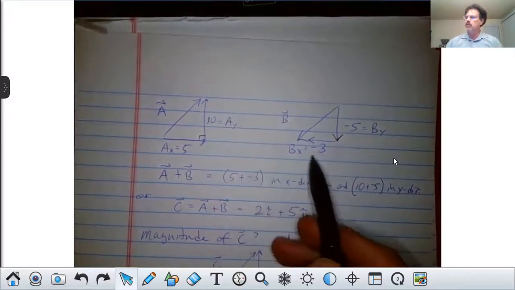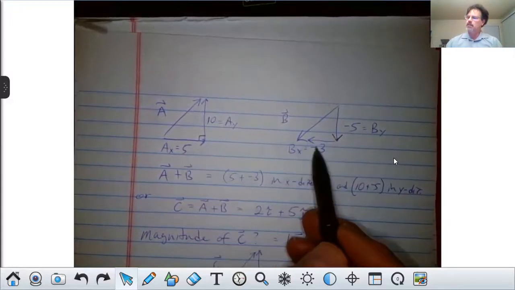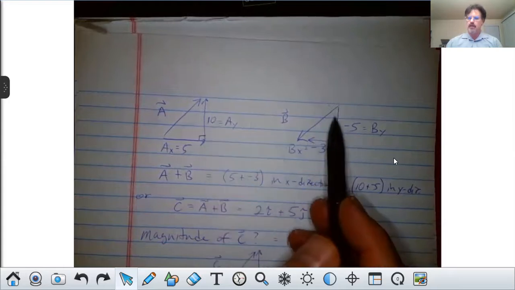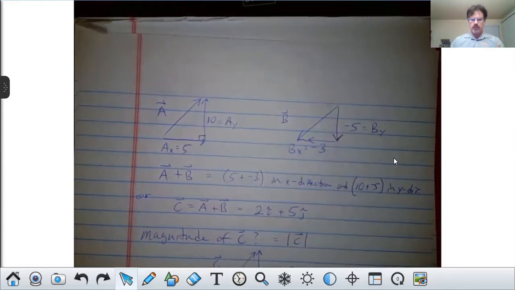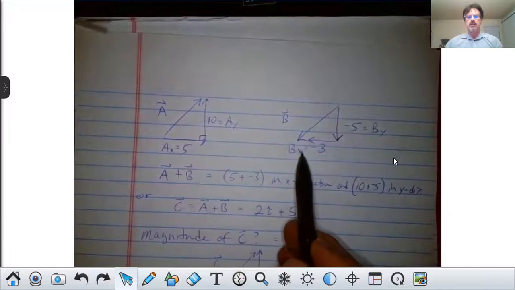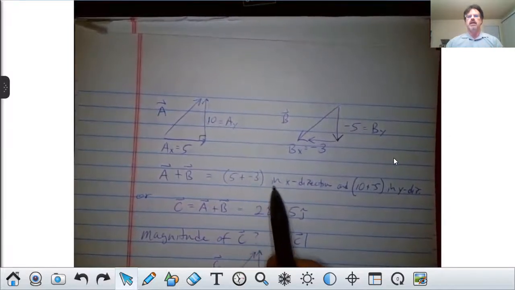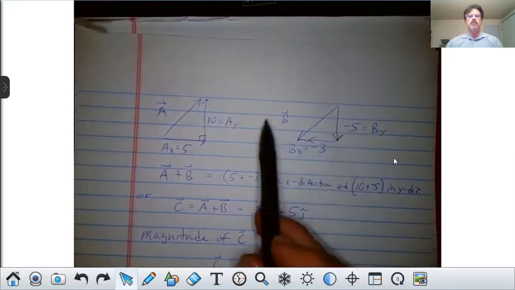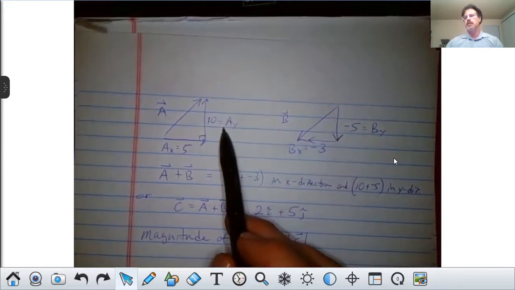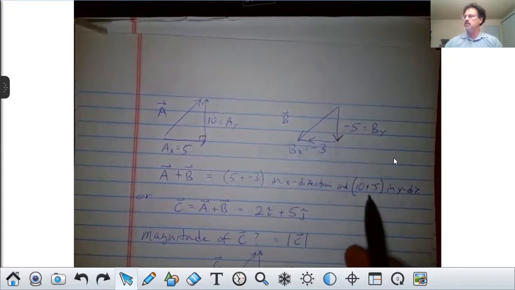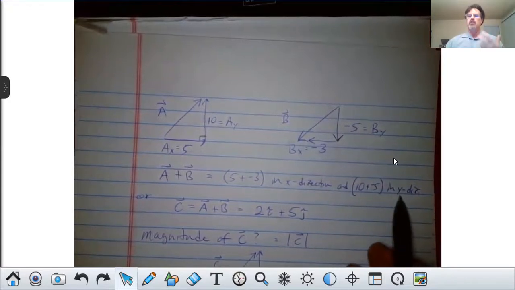It's very simple. If you look at it, the x components are completely independent of the y components. They don't depend on each other because they're perpendicular. So I can get the components of the new vector, the sum of a and b, by just adding the x components together separately. So I get 5 plus negative 3 in the x direction, and then doing the same thing for the y components, adding them up separately in the y direction. So I get 10 plus negative 5 for my new y direction component.